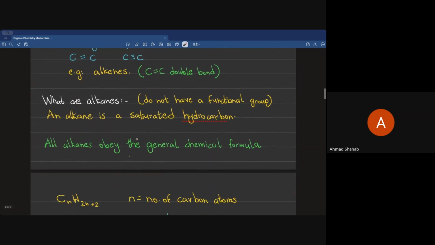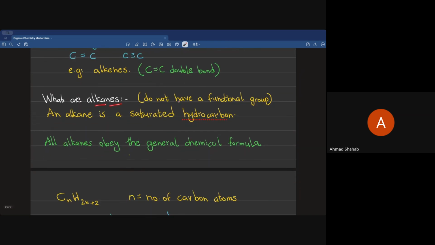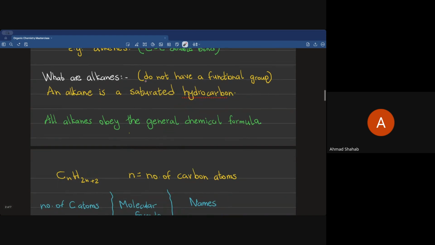अच्छा जी. So what are alkanes? Alkanes, we discussed that they did not have a functional group. What is a functional group? We will discuss that again. An alkane is a saturated hydrocarbon. Why saturated? Because carbon-carbon single bond. And why hydrocarbon? Because carbon and hydrogen only. There is absolutely no third element present there. Achha. We said that all alkanes obey the same general chemical formula.